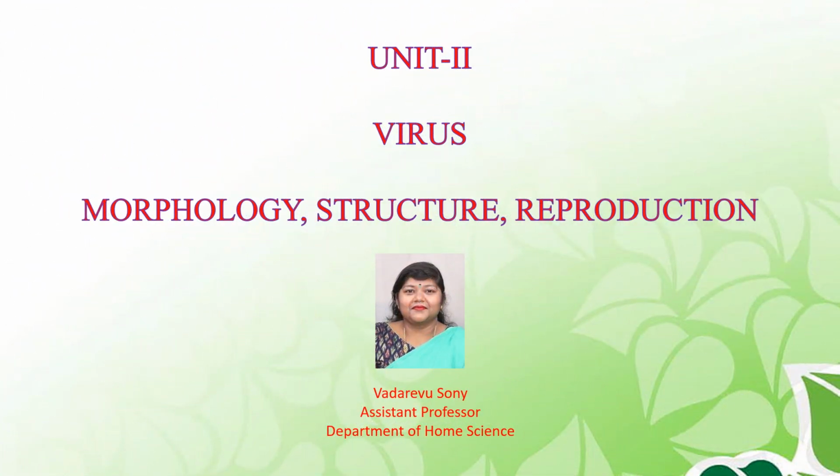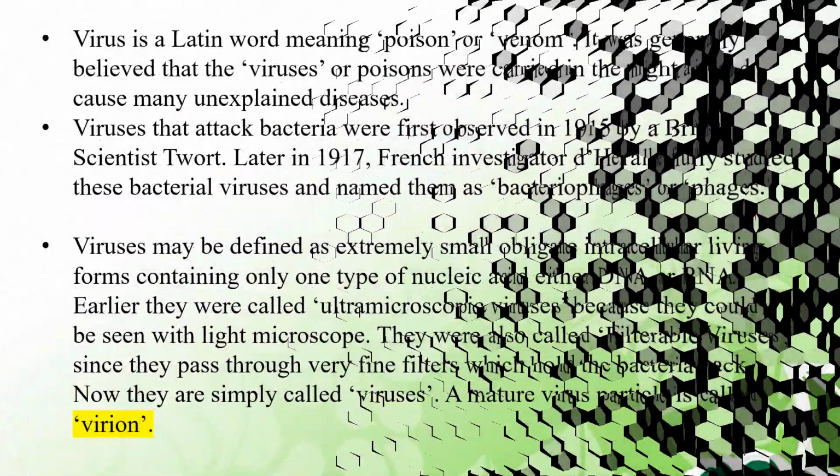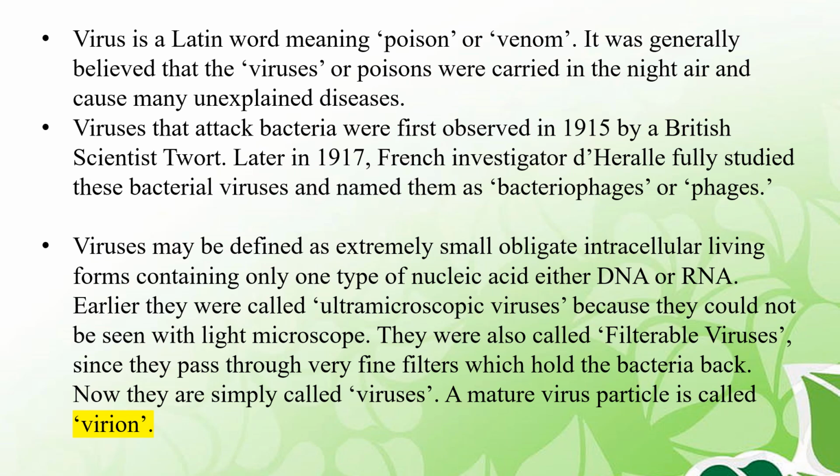Today we're going to talk about virus, its morphology, structure and reproduction. Coming to the definition of virus, virus is a Latin word meaning poison or venom. It was generally believed that the virus or poison were carried in the night air and caused many unexplained diseases. It is an infectious microbe consisting of a segment of nucleic acid. It has either DNA or RNA, only one, surrounded by a protein coat.